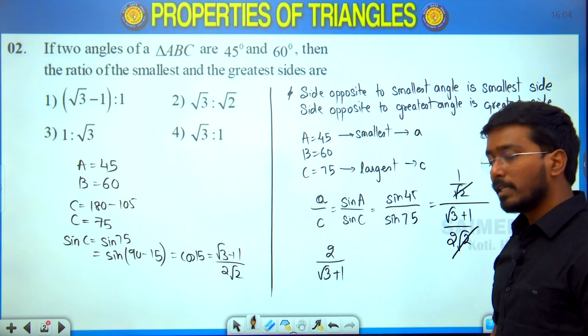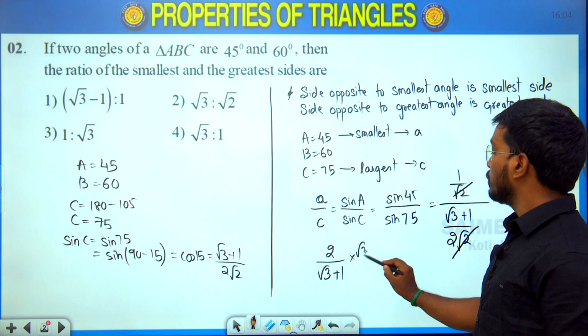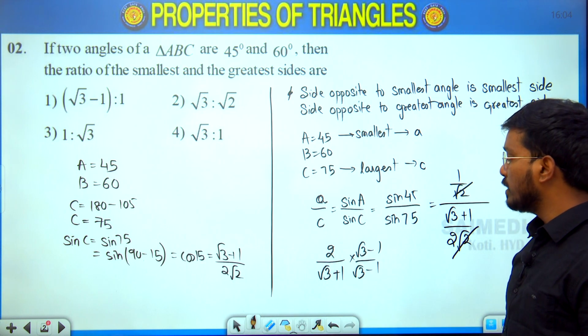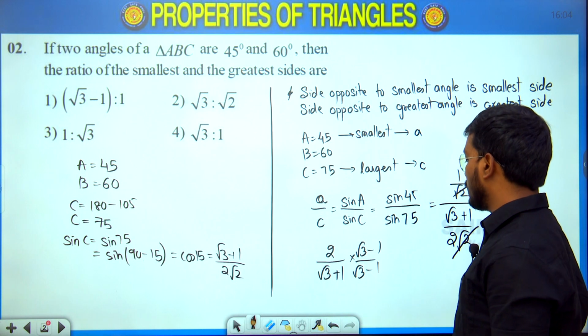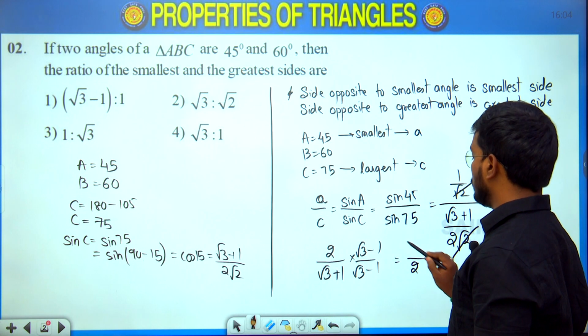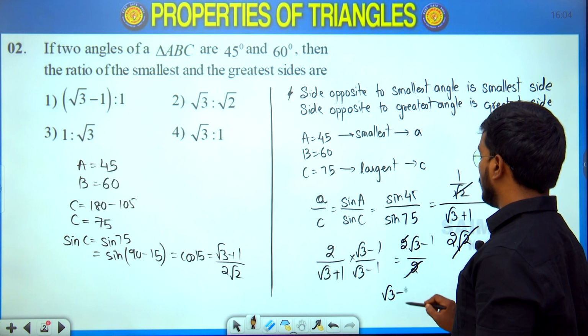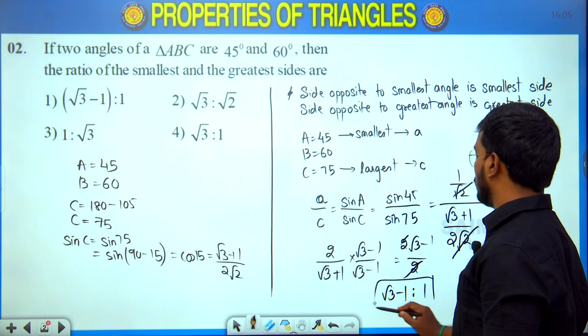2 by root 3 plus 1 can be rationalized. Multiply by root 3 minus 1 divided by root 3 minus 1. a plus b into a minus b is a square minus b square, that is 3 minus 1, 2. So, 2 into root 3 minus 1 over 2. 2 gets cancelled. What is the answer now? Root 3 minus 1 is to 1.